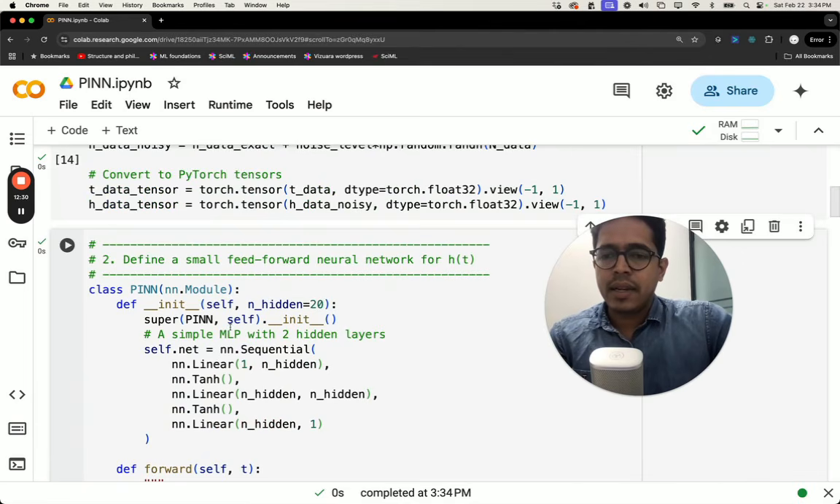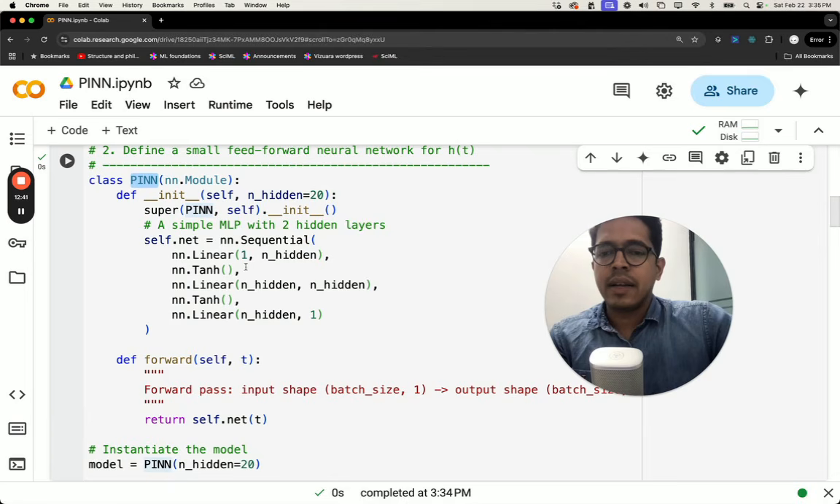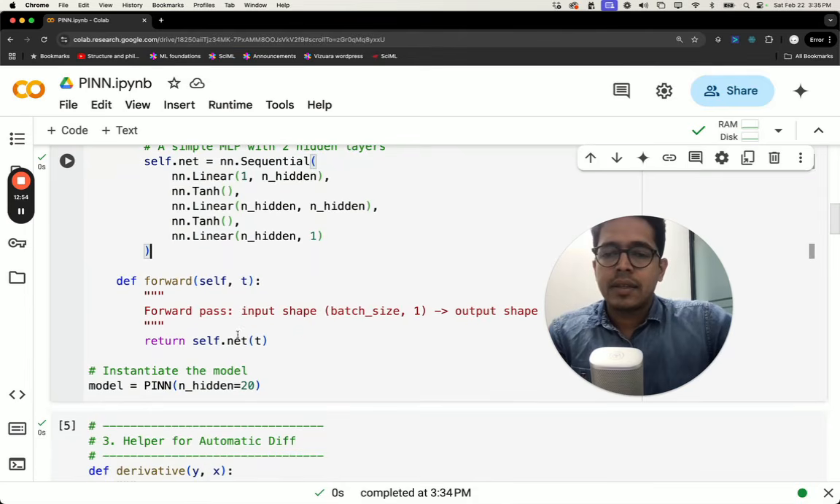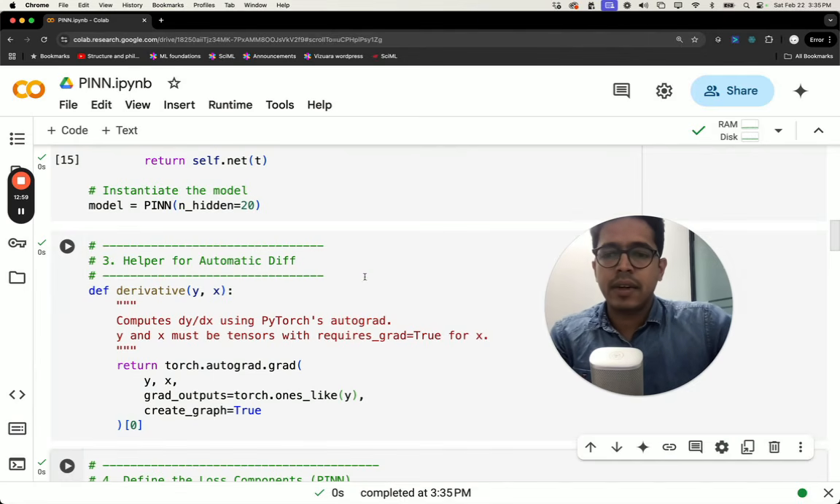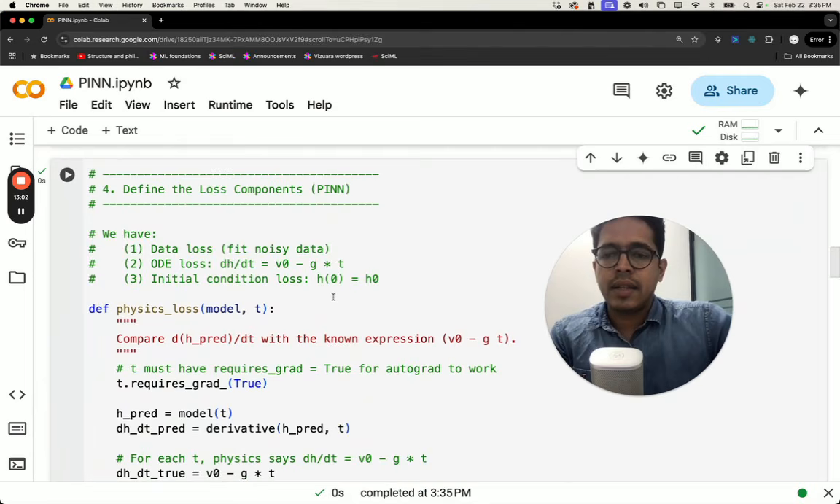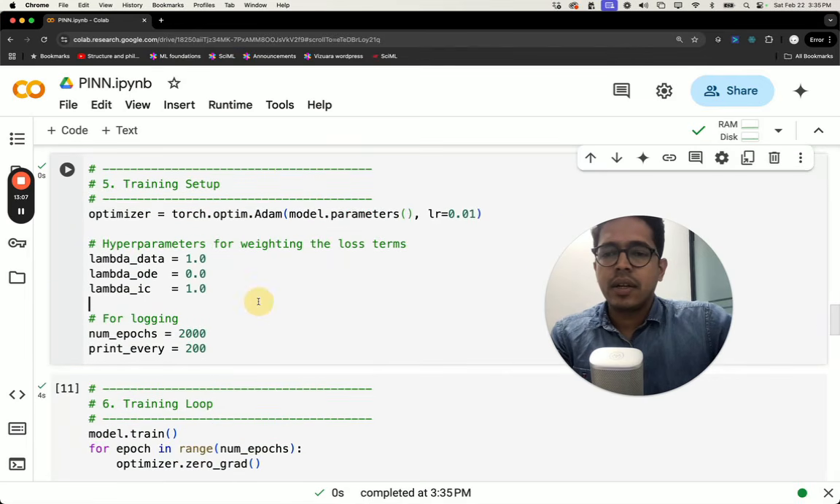I don't think we discussed this part when we discussed the structure of the code. The PINN class was defined to define the neural network structure. And in that we are sequentially adding 20 hidden layers, followed by a tan hyperbolic activation function, then another set of hidden layers, activation function, and then the final layer. And let's run this. Then the derivative function acting as automatic differentiator. Then you have three loss components. So there are three functions here: physics loss, initial condition loss, and data loss. Then you have the training setup.